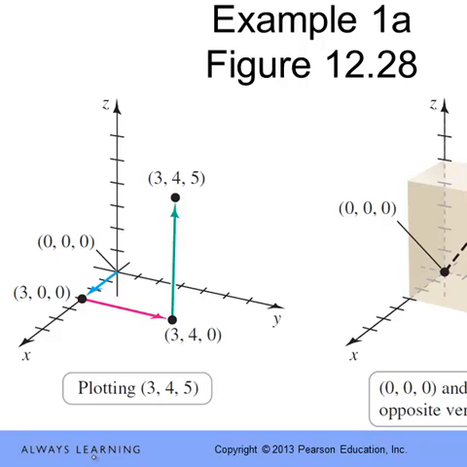So, for example, the point with coordinates 3, 4, 5 is this one right out here, where you go 3 units this way, and then 4 units in the positive y direction, and then 5 units up. The z coordinate being 0 means that you're on the xy plane. When z is negative, that means that you're below the xy plane.